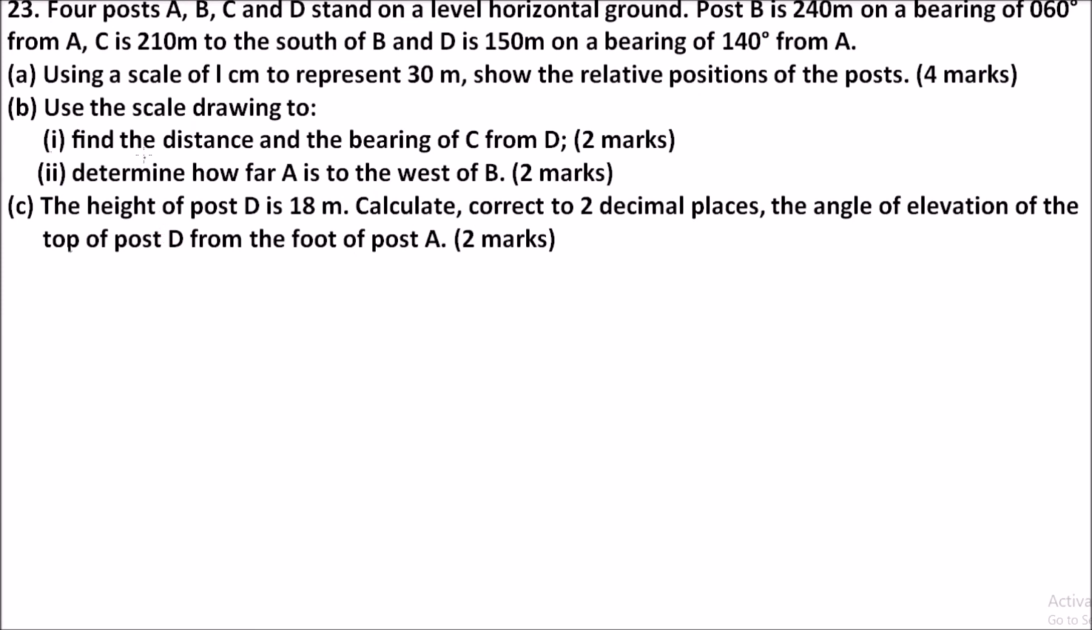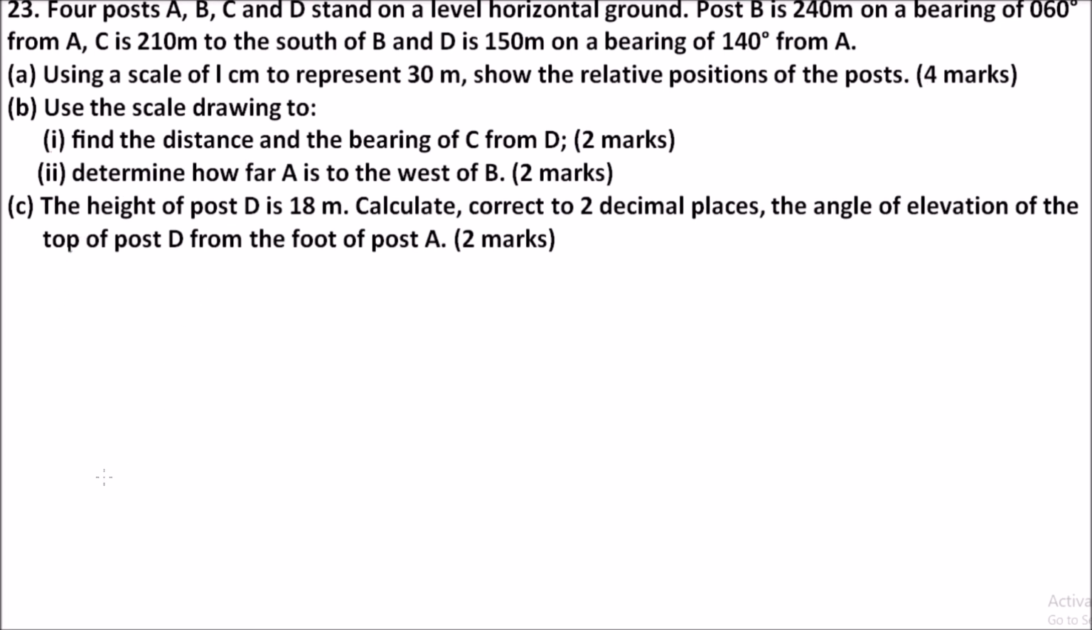Question number 23: we are told four posts A, B, C, and D stand on a level horizontal ground. Post B is 240 meters on a bearing of 060 degrees from A. C is 210 meters to the south of B, and D is 150 meters on a bearing of 140 degrees from A. Using a scale of 1 centimeter to represent 30 meters, show the relative positions of the posts. You get 4 marks. The rest of the question, use the scale drawing to find the information.